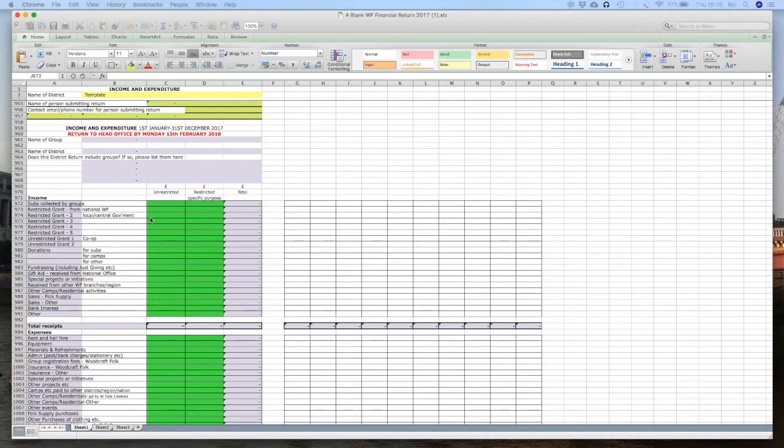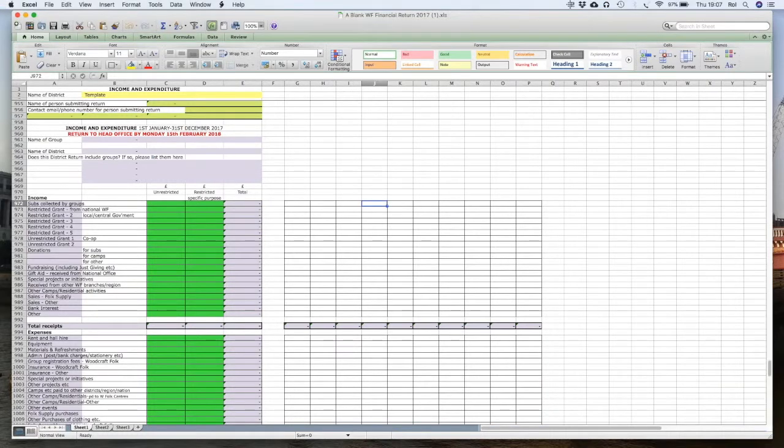The first section is the income, and you see we've allowed for subs from groups in the first line, and then 6 sorts of restricted grants, followed by 2 unrestricted grants. Not very many districts have got all that volume of grants, but some of them do. Some of them are quite active in getting money in.